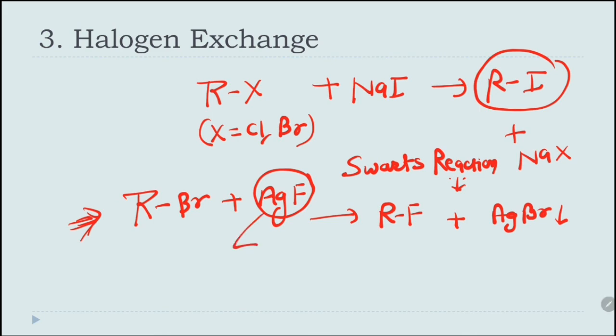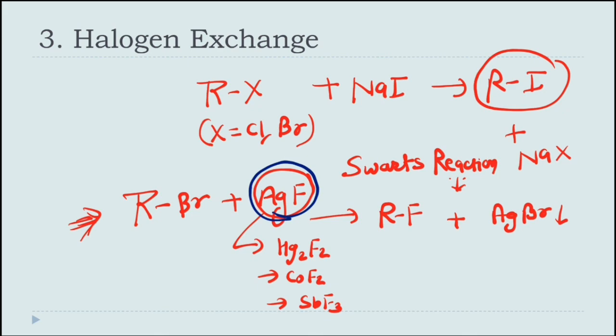Now what else can we use in place of AgF? We can use mercuric fluoride or cobalt fluoride or SbF3. But in exams there are more chances that AgF will be used while framing any question. So that's all about the methods of preparation of haloalkanes or haloarenes. Revise it once again, note it down clearly in your copies, then only you will be able to digest organic chemistry.